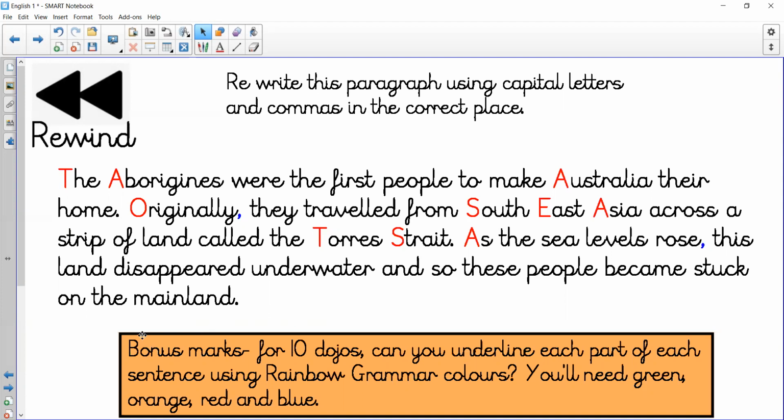So what I want you to do is bonus marks as well. If you manage to do this and get 10 dojos, can you underline each part of each sentence using rainbow grammar colours for me? So you will need the green, orange, red and blue, and then you can underline each section of each sentence. There you go. And if you get it done correctly, you get 10 dojos. Happy days.